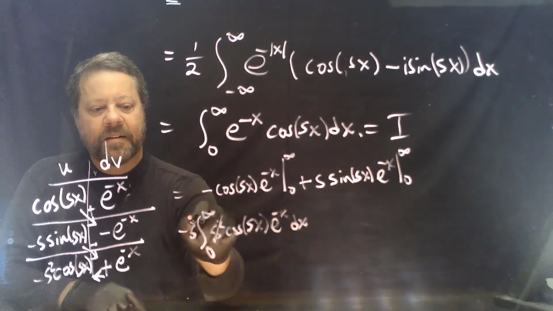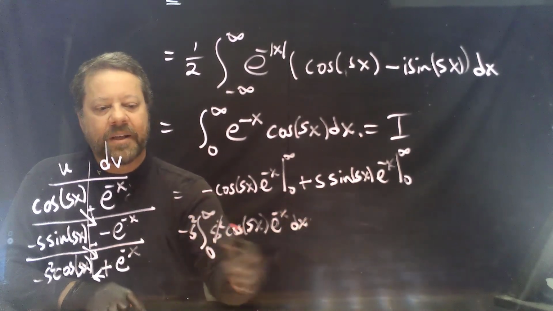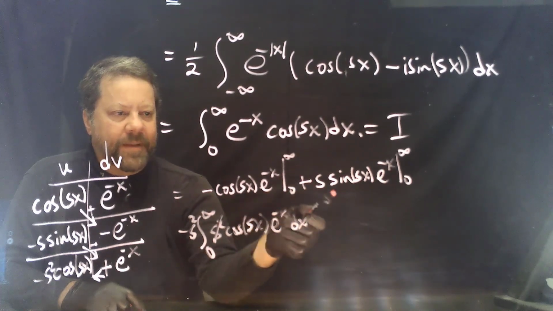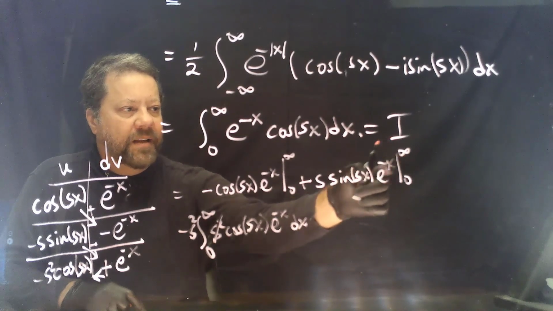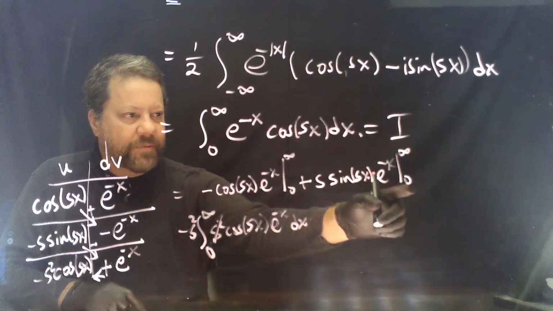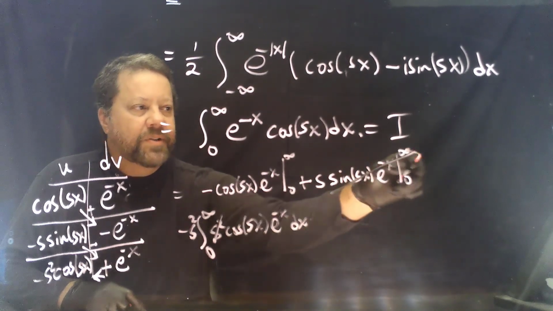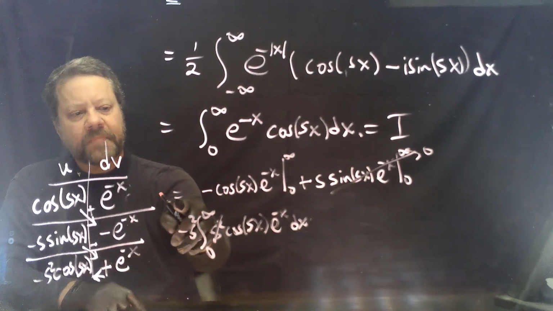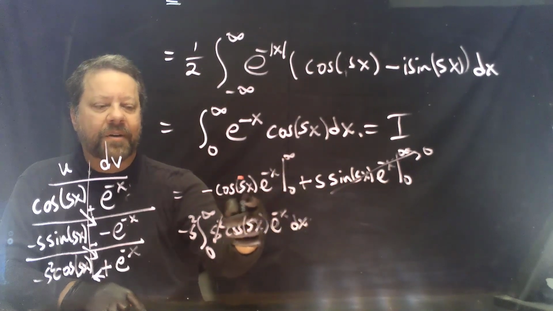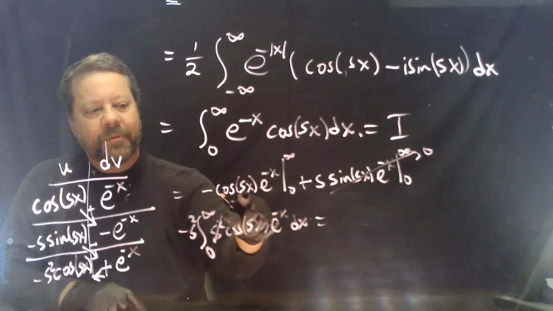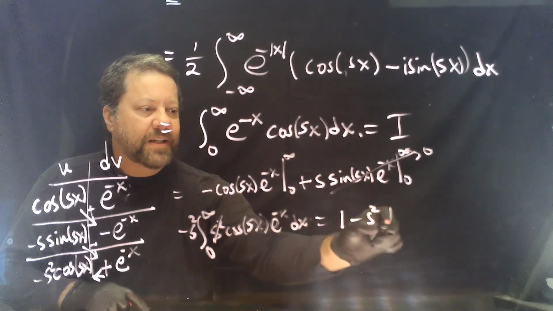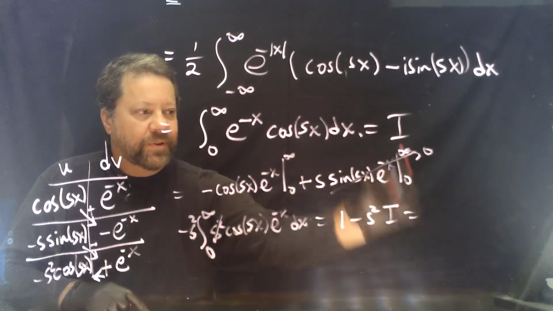The s squared can come out, and so the last term is going to be a minus s squared times capital I. What about the other terms? Here, as x goes to infinity, e to the minus x goes to 0, killing this off, and when we plug in 0, sine of 0 is 0, so this term contributes nothing. This term does contribute something, not as we go to infinity, but as we subtract what we get when we plug in 0. And so when we subtract what we get when we plug in 0, we'll have a positive 1. We'll have minus s squared times I, all equal to this integral I.